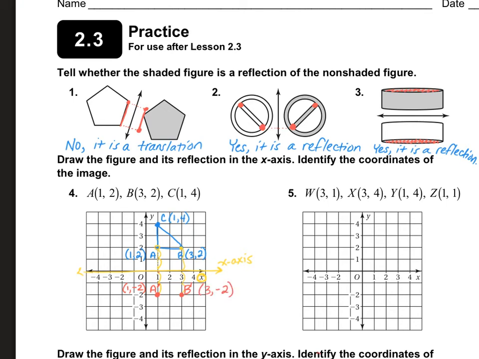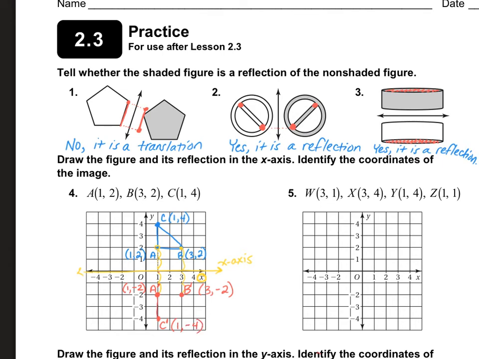All right, let's go ahead and take a look at letter C. C is here. We're going to count 1, 2, 3, 4 to the line of reflection. So now we need to go 4 past it. 1, 2, 3, 4 past it. So that means that letter C lives here. So we'll call that C prime. And before it was at 1 comma 4. Now it's at 1 comma negative 4. So 1 comma negative 4 is my new point C prime.